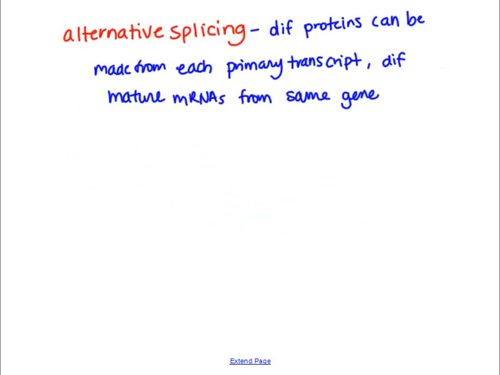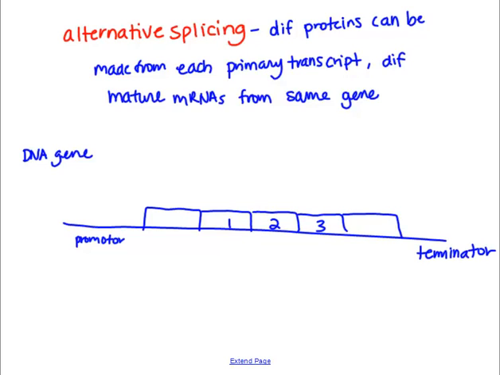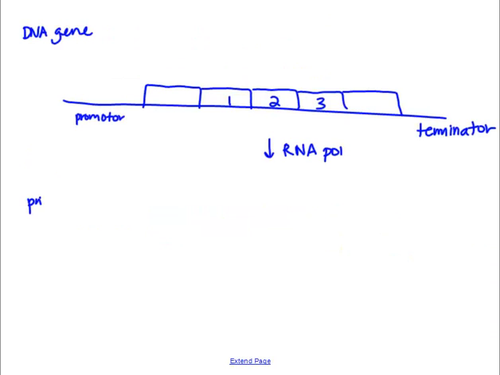So let's say that we have a DNA gene, and you have the promoter here, and then you have, I'm just going to draw these little sequences as boxes. So you have one sequence here, then I'll draw 3 and I'll label them 1, 2, and 3, and then you have an ending sequence, and then you have the terminator. When RNA polymerase first comes through, you make a primary RNA transcript, which is premature at this point.